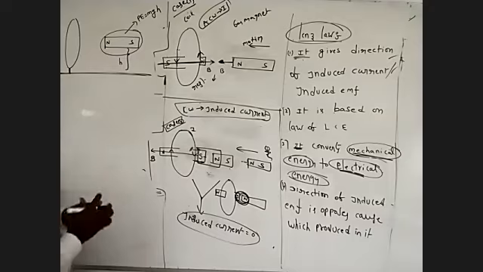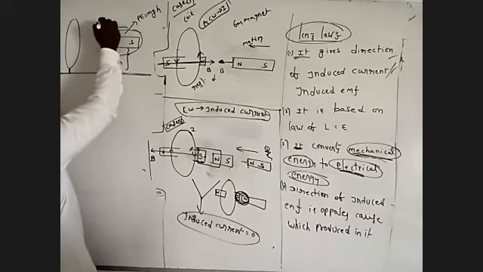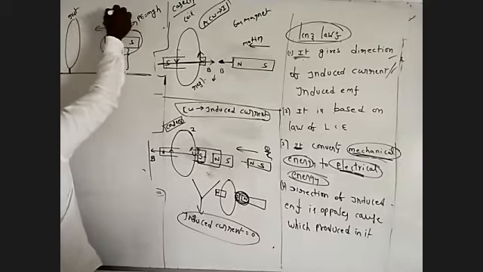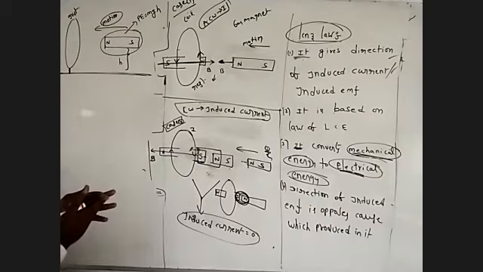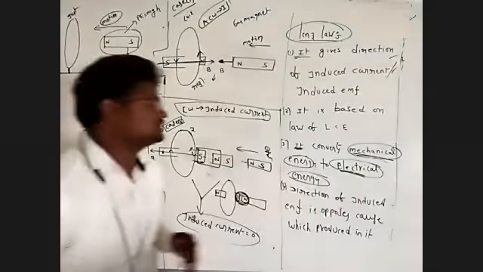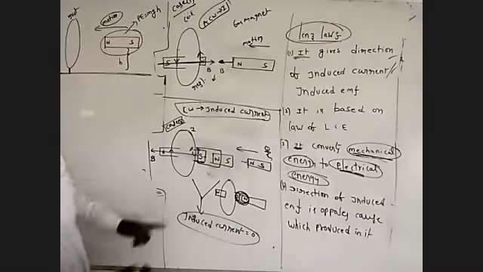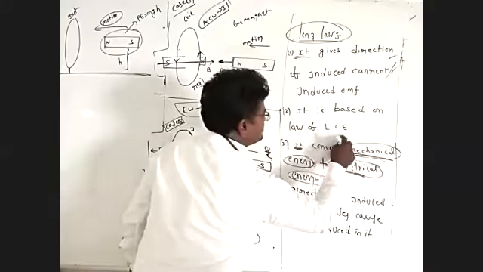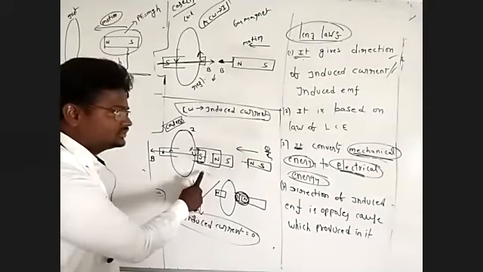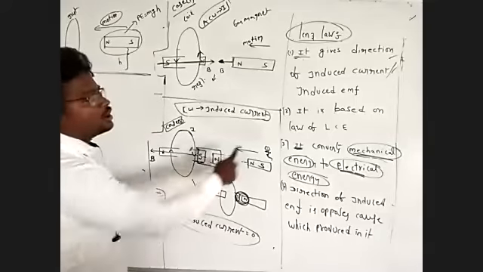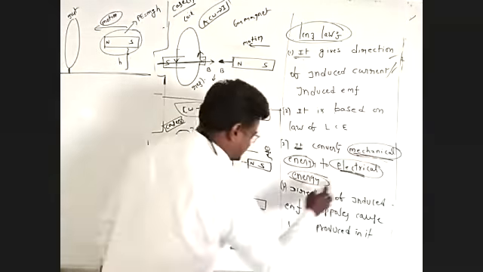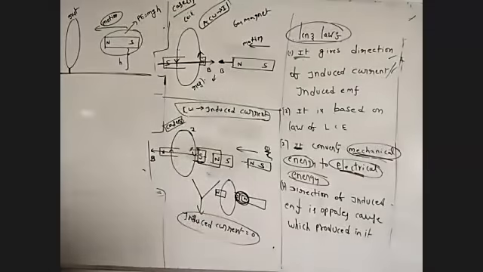Now the bar magnet is in motion. This is rest, this is motion. It converts mechanical energy to electrical energy, based on the law of conservation of energy. In this situation, the law of conservation of energy fails, meaning it does not convert mechanical energy to electrical energy. Electrical energy is zero.